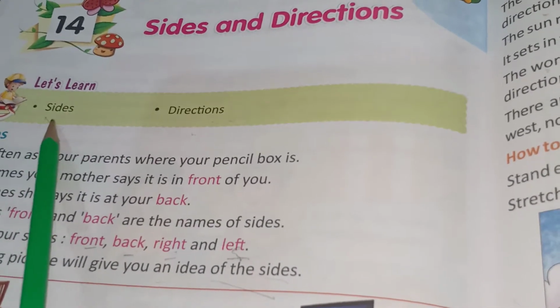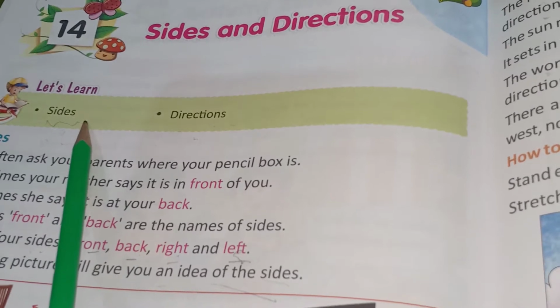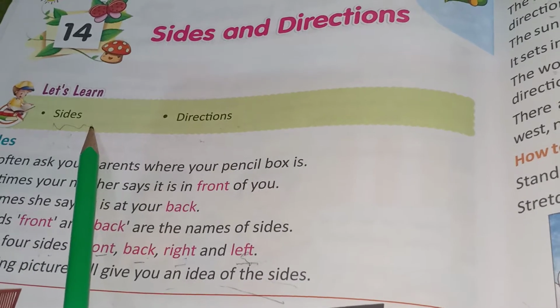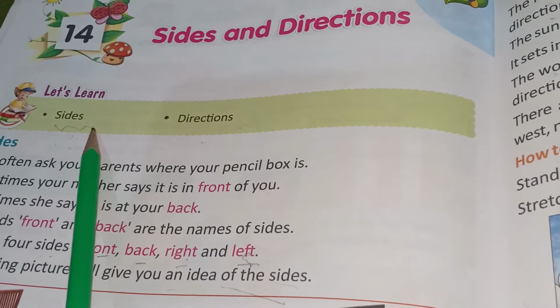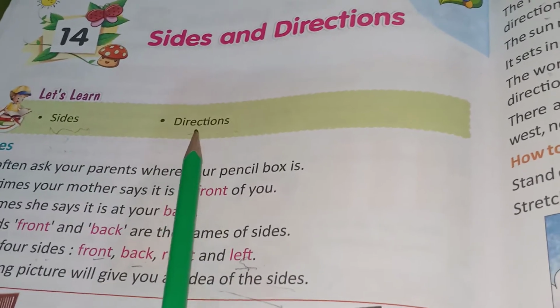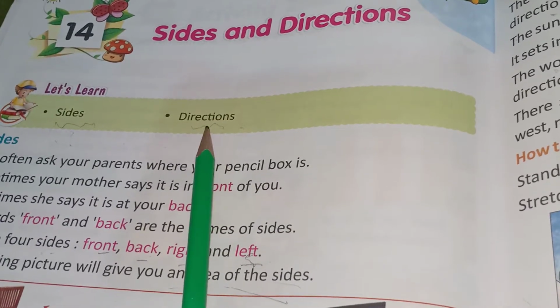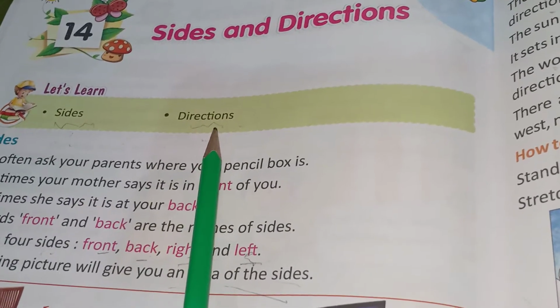अगर आपको कोई पूछेगा कि कितने साइड्स होते हैं तो आप 4 साइड्स के नाम बताओगे. कौन से? फ्रंट, बैक, लेफ्ट एंड राइट. दीज आर ऑल साइड्स. एंड अगर आपसे कोई डायरेक्शंस पूछेगा तो आप कौन से डायरेक्शंस बताओगे? ईस्ट, वेस्ट, नॉर्थ एंड साउथ. इज दैट क्लियर टू यू ऑल चिल्ड्रन?